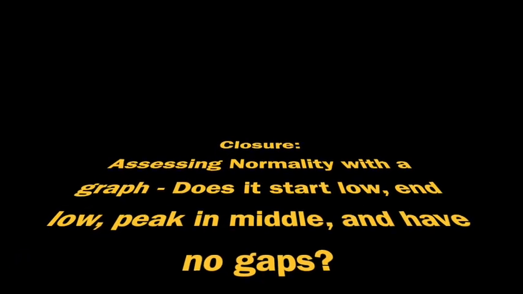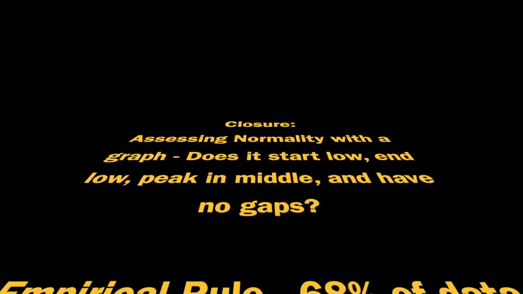In this lesson, we learned 2 different ways to assess normality. The first was using a histogram. If your histogram starts low, ends low, peaks in the middle, and has no gaps with symmetry, then it would be a normal distribution. The second thing we learned about was the empirical rule. The empirical rule gave us different percentages for different numbers of standard deviations.